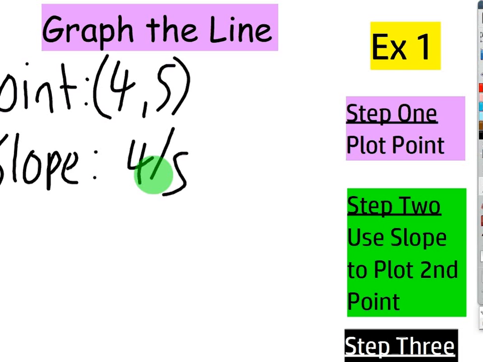Okay, so remember that the top of the fraction is how much you go up or down. If it's negative, you go down. The bottom of the fraction is how much you go over to the right. Okay, so remember, if it's positive, you go up. If it's negative, you go down. But you always go to the right after that. That takes care of it.